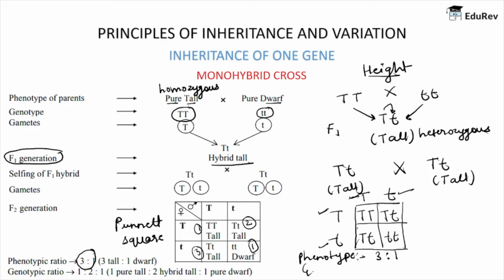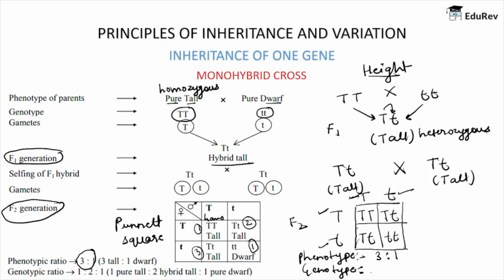But when he tried deducing the genotype or the genotypic ratio of the F2 generation, this is the F2 generation, when he tried deducing the genetic makeup here, he saw that one plant was homozygous tall.